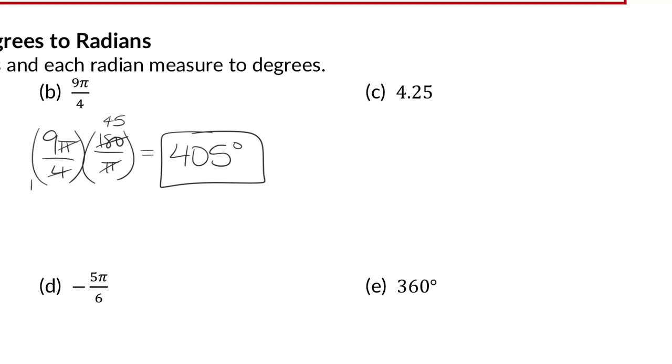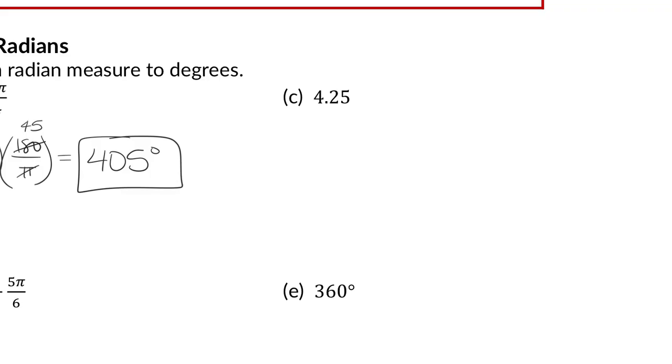Okay, challenge question. If I want you to convert 4.25, first things first, did I give you a radian or a degree measure? Radian, because what is it missing? The degree. That is a radian measure. If you do not see the degree sign, it is radian. So we're going to take 4.25 and we are going to multiply it by 180 over pi.